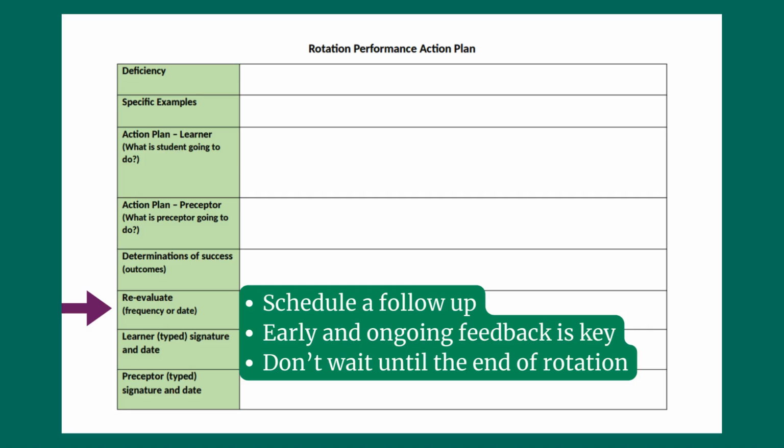Reevaluate is the title of the next section. Follow-up is everything. Set a time to revisit the plan and check in. Weekly is often ideal, but address things sooner if the issue is critical. Avoid waiting until the end of the rotation. Ongoing feedback is essential. This helps the learner stay accountable and gives you the chance to redirect or reinforce growth.